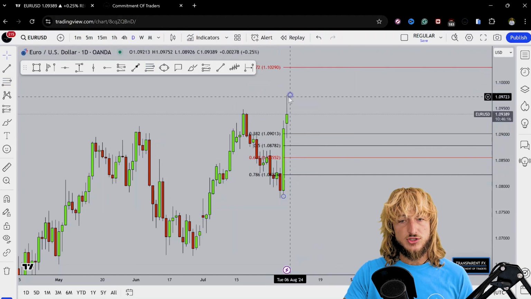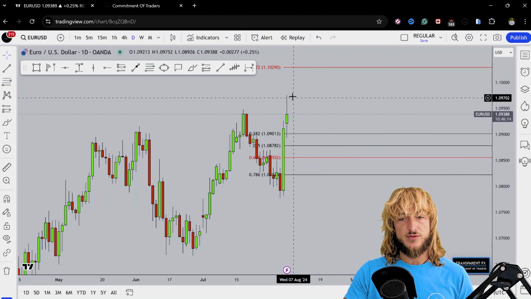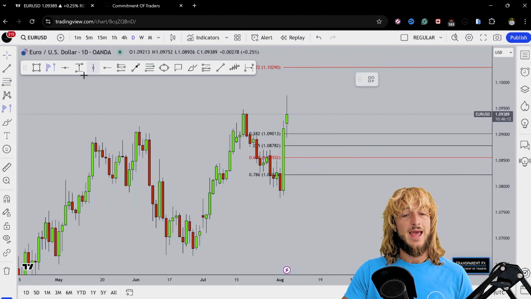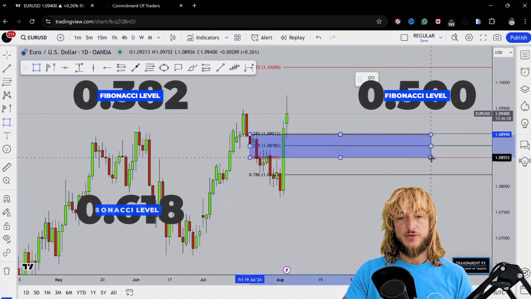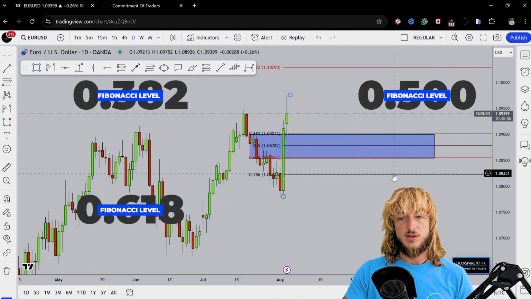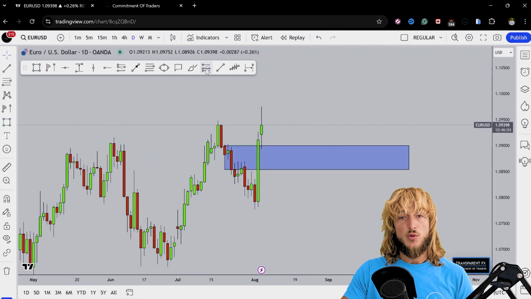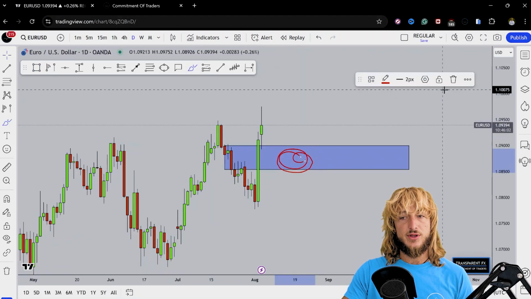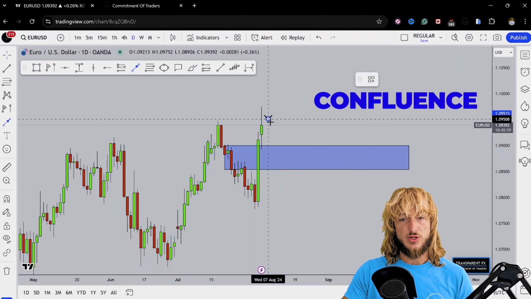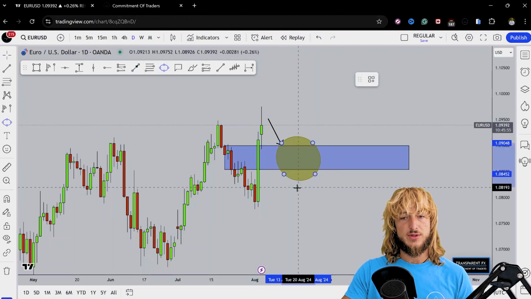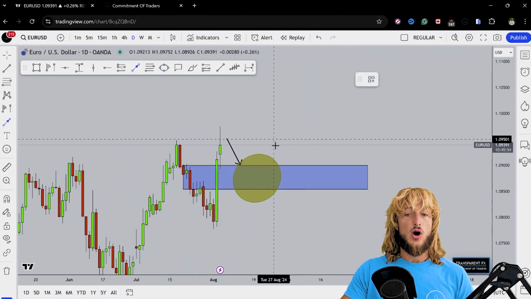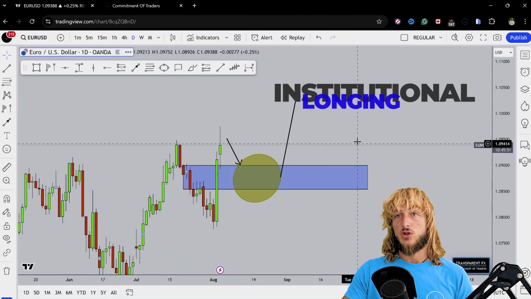And if we want to measure that correction, we have to take our Fibonacci from the low to the high of the impulse leg. At this moment, this shows us how we have the 0.382, 50%, and 0.618 Fibonacci retracement levels lining up exactly at this zone, therefore creating confluence of support at this area. And when there is a confluence of support, that increases the probability of seeing more institutional longing.